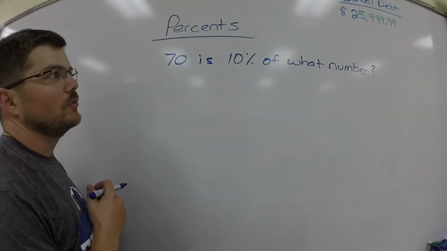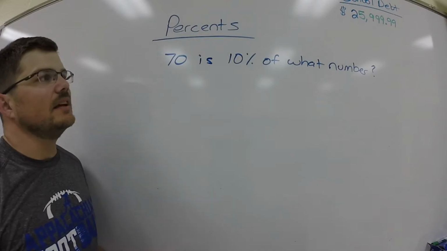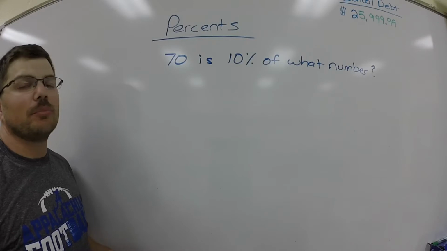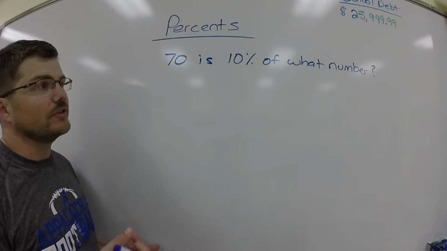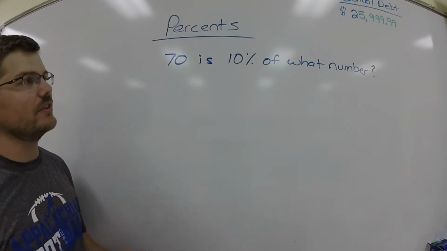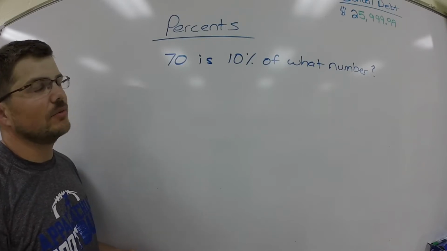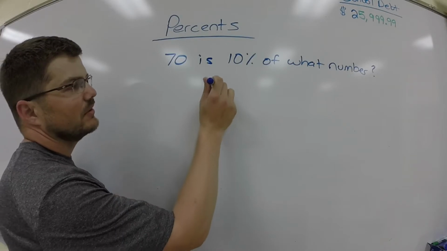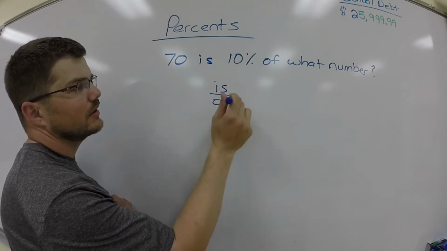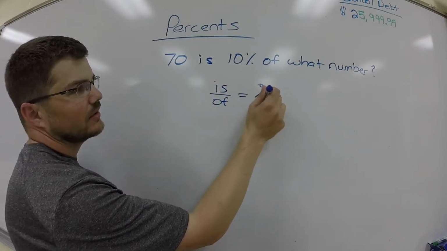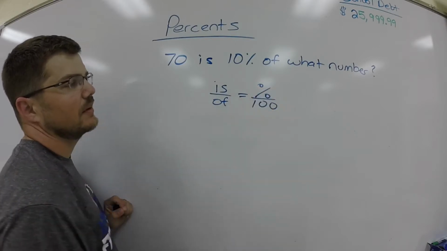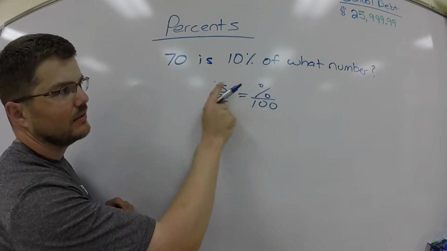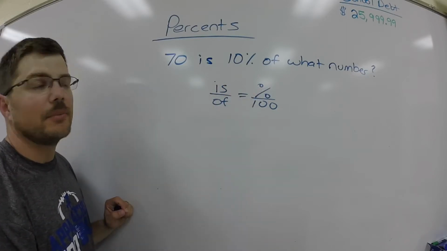Alright, our next example, we've got 70 is 10% of what number? I'm going to show you a proportion. If you'll remember this proportion, these percentage questions are easy to solve since we just had a test on proportions. So what I want you to remember is is over of equals percent over 100. So out of these problems, you're going to be given two of these, and you just plug them in and solve for the missing piece.